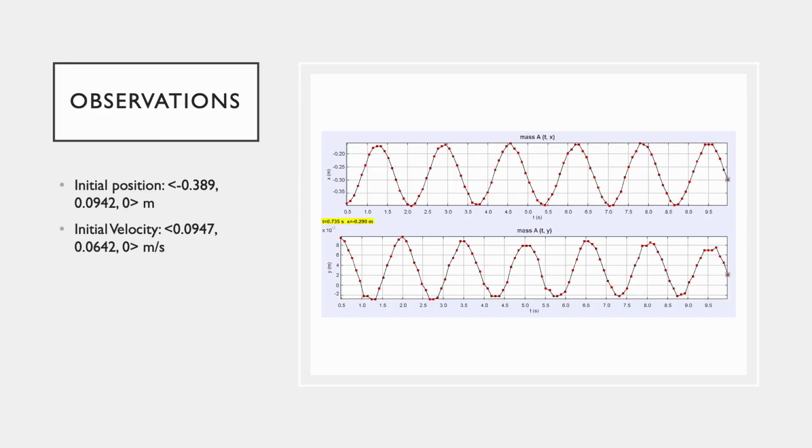After tracking the mass in Tracker, we're able to get these points as our observations of how the mass had moved on the X and Y axis as shown. The initial position is what was shown and the initial velocity is what was shown. This is important because this is what we'll use for our model to see if our data coincides.